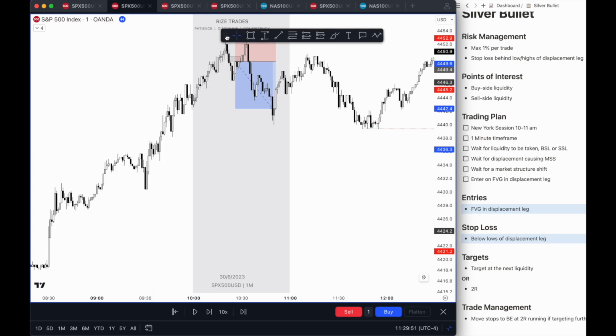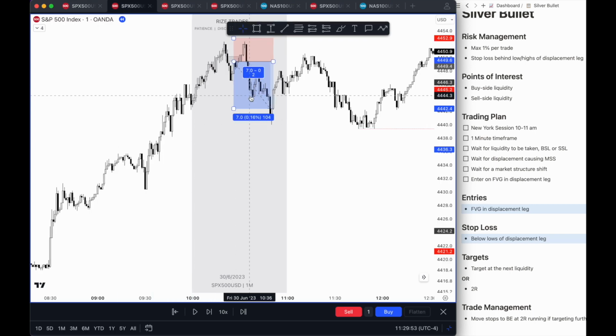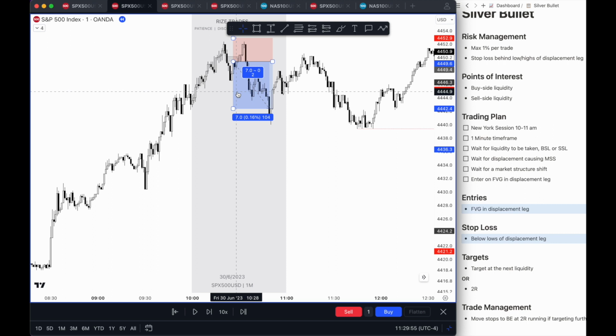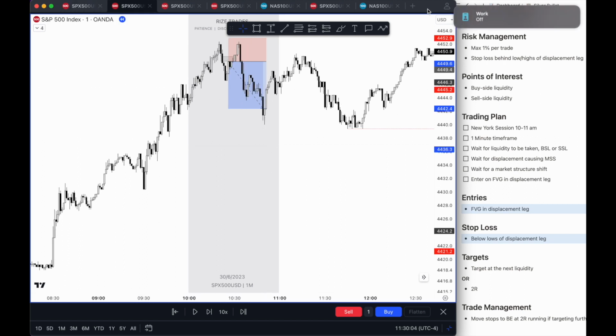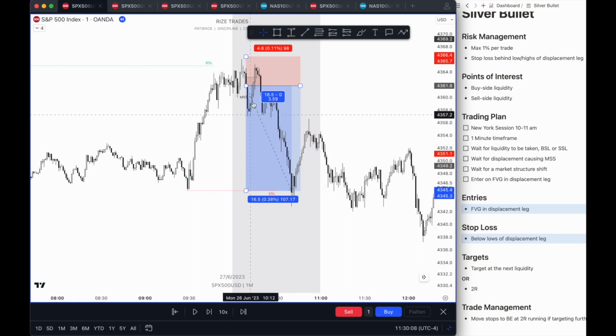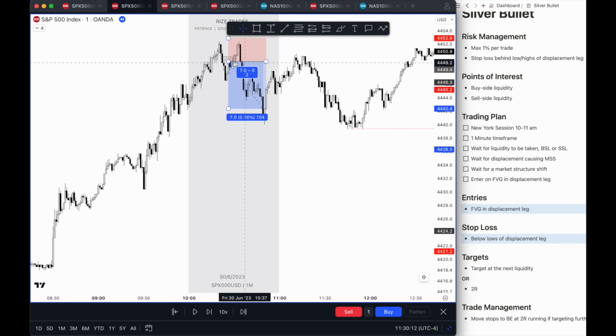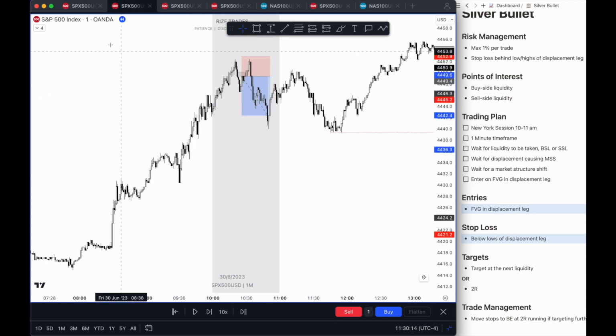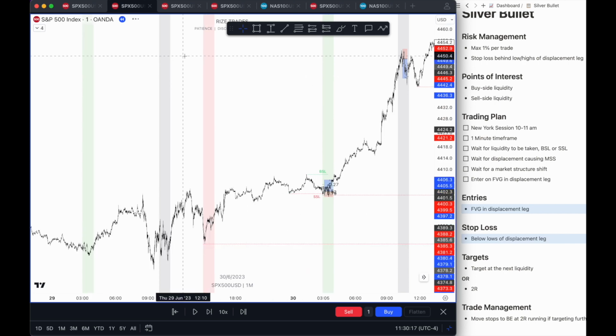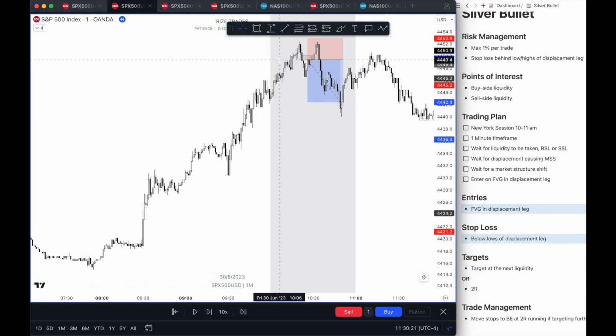So next example, if we take a look at this trade here, this was Friday, June the 30th during the same New York session in the morning, 10 to 11 a.m. Very similar setup to the last one, as you can see: displacement, fair value gap, short. There would have been some buy side liquidity over here, which would have been on the higher time frames.